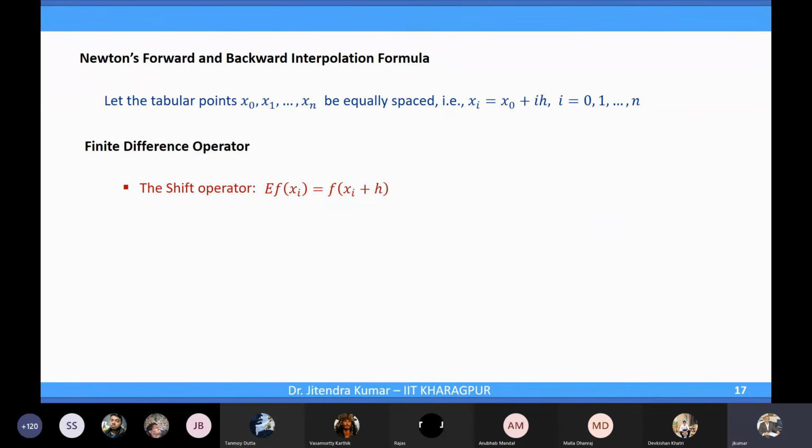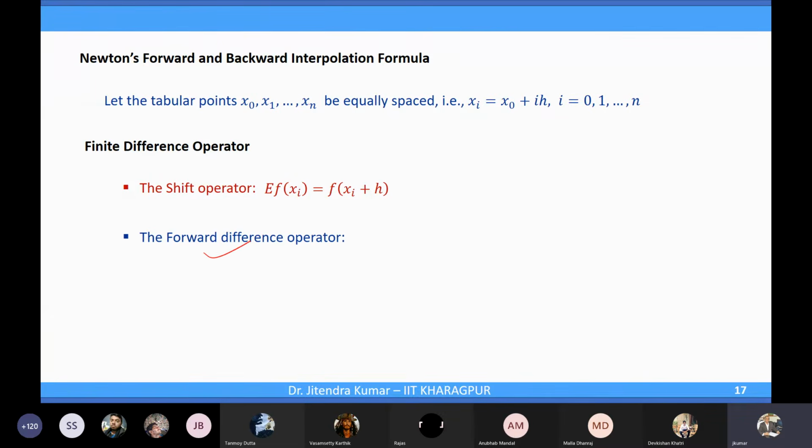This is the notation: if I apply E on f(xi), I get f(xi plus h). It shifts to the right. If I write E^(-1), that means it shifts to the left. If I have E^2, it shifts two data points, so E^2 f(xi) will be f(xi plus 2h), and so on. That is what we call the shift operator.